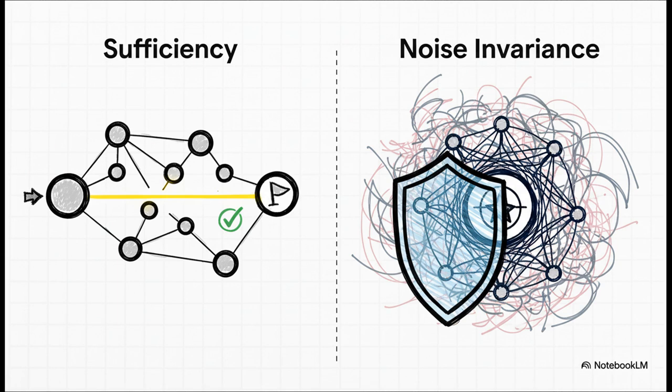Now, a map like this has two incredible properties. We're calling them superpowers here. First is sufficiency. Because it's literally built from travel times, it already contains all the info an AI needs to figure out the best path. And second, noise invariance. Since it's based on the physics of getting around, not the messy visuals, it automatically tunes out all that distracting background stuff.